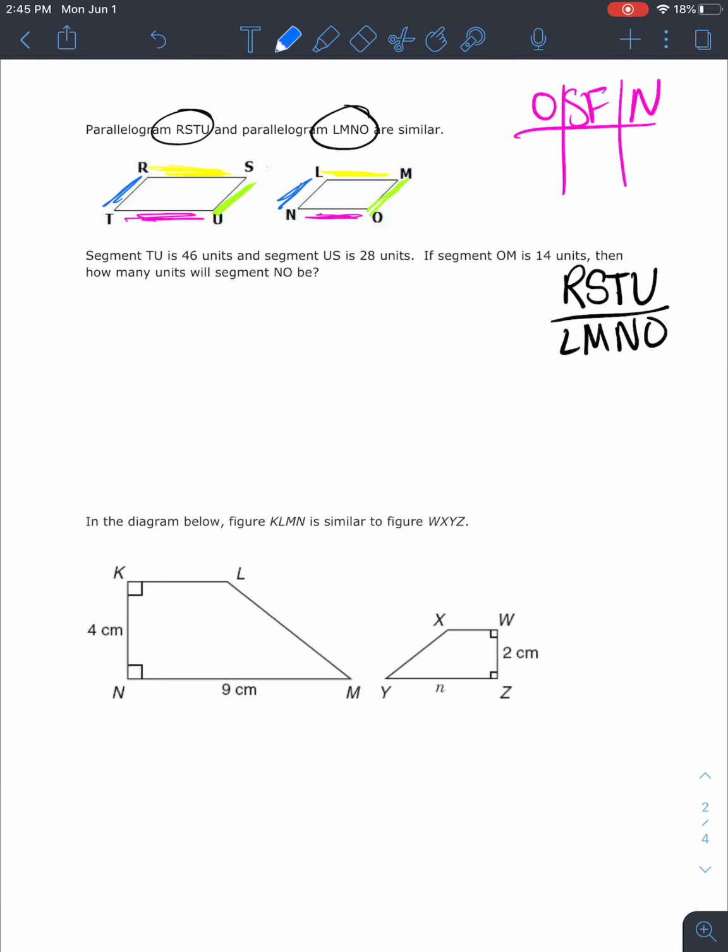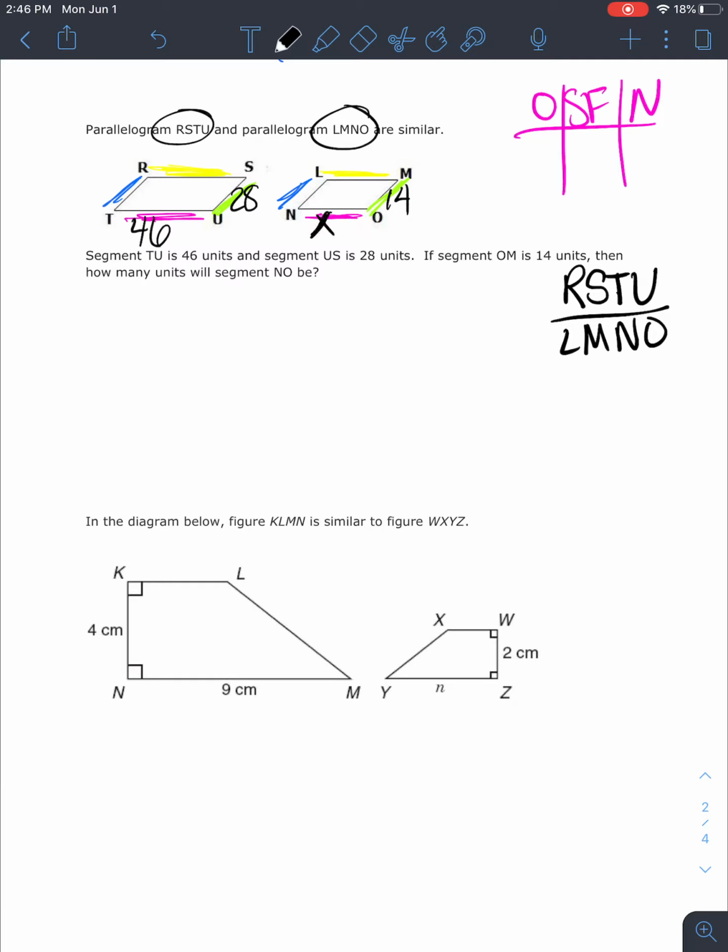So what it's telling us, and I'm going to go back and label our stuff, is that segment TU is 46 units, and US is 28 units. If segment OM is 14, how many units will NO be? So we're trying to solve for this.